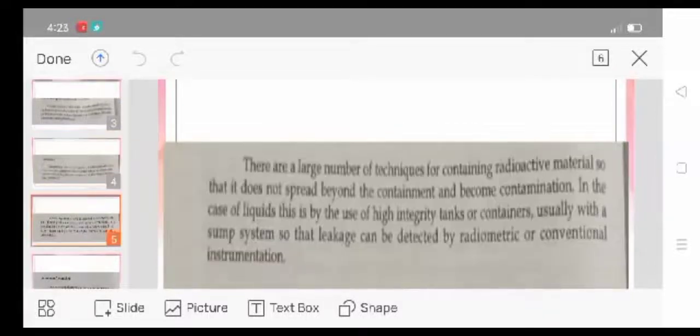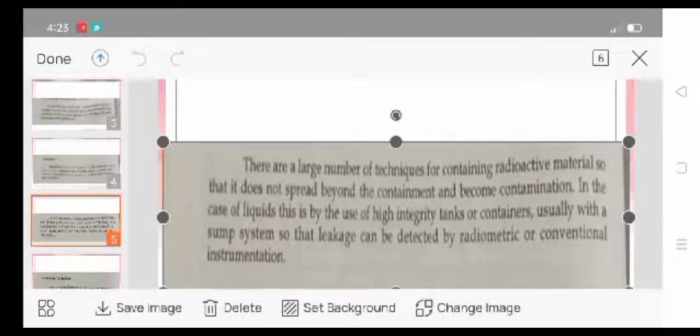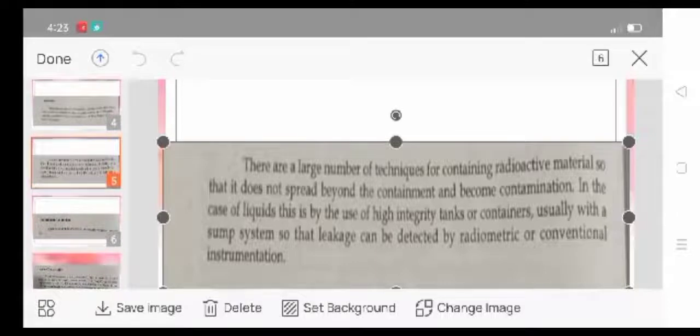Next, there are a large number of techniques of containing radioactive materials so that they do not spread beyond the containment and become contamination. In the case of liquids, this is by the use of high integrity tanks or containers, usually with a sump system so that leakage can be detected by radiometric or conventional instrumentation.